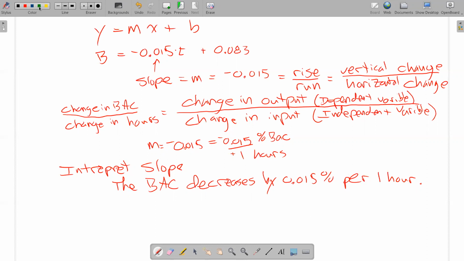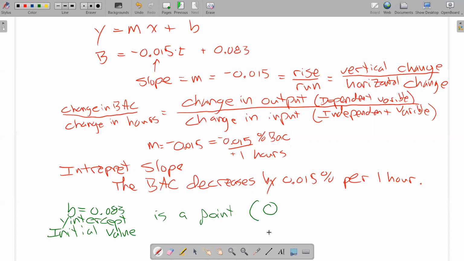The y-intercept, what does that mean? That b is 0.083. Notice that's a lowercase b. That's our y-intercept. If we were to put a 0 in for t, 0 times anything is 0. 0 plus 0.083 is still 0.083. So a y-intercept, often called the initial value, is really a point. It's going to be the point 0 for the independent variable, and then whatever the number is, 0.083.